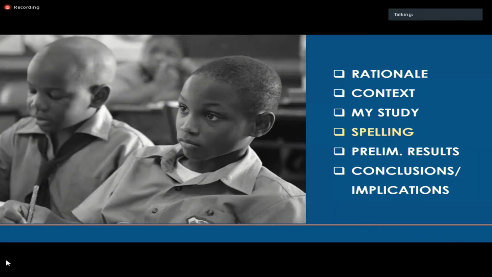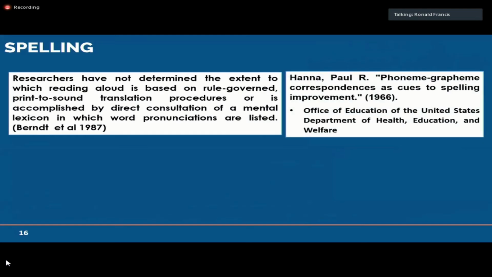All right, so spelling as a whole, and I'm rushing through a bit here, is that researchers are not really sure exactly of the role of sound, or how we speak, in terms of reading and writing. So they have not determined the extent to which reading aloud is based on rule-governed print-to-sound translation procedures, or on its relationship to the mental lexicon. So we've gone back and forth in this area for a long time.